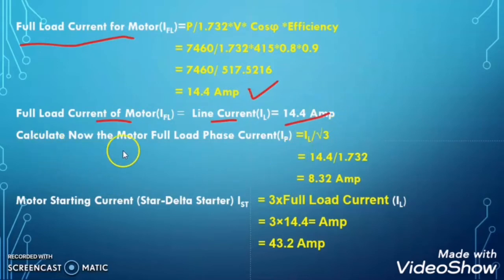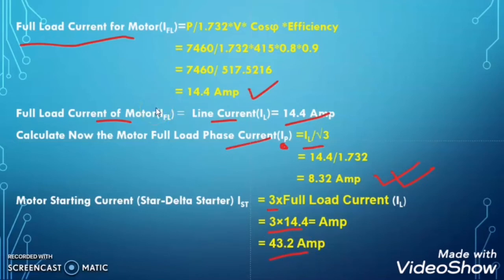Okay. Now we need to calculate the phase current. As I told you, the phase current is 1 by root 3 times the line current in delta configuration. So I calculated the phase current, 8.32 ampere. Now, as this motor is in star delta configuration, the starting current will be 3 times the full load current. So it will be 3 times 14.4 ampere, which comes to 43.2 ampere.